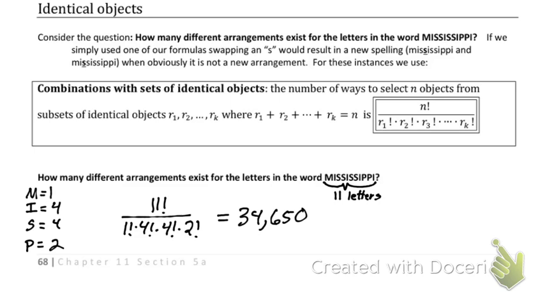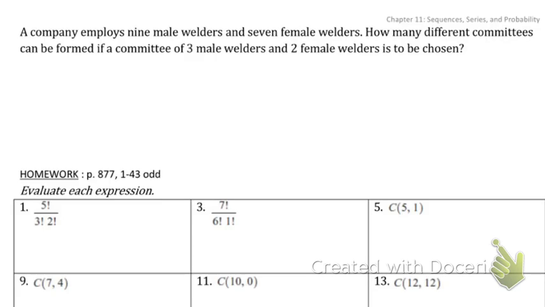All right, the very last example we're going to do is one where we have a company employing 9 male welders, 7 female welders, and then it says how many different committees can be formed if 3 male welders and 2 female welders have to be in that committee.